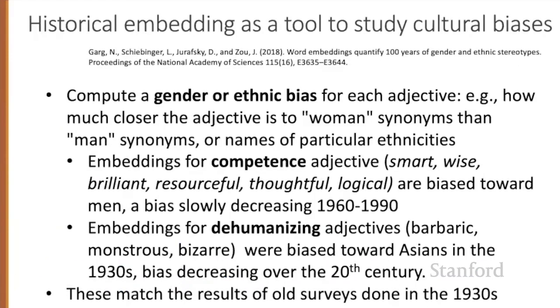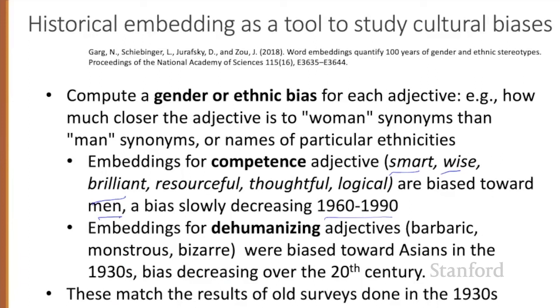Historical embeddings are also being used as a tool for measuring biases in the past. For example, embeddings from historical text can be used to measure the association between adjectives and names of various ethnicities or genders. So, for example, embeddings for adjectives related to competence, like smart or wise or brilliant, are historically biased toward men, but this bias is slowly decreasing since the 1960s.